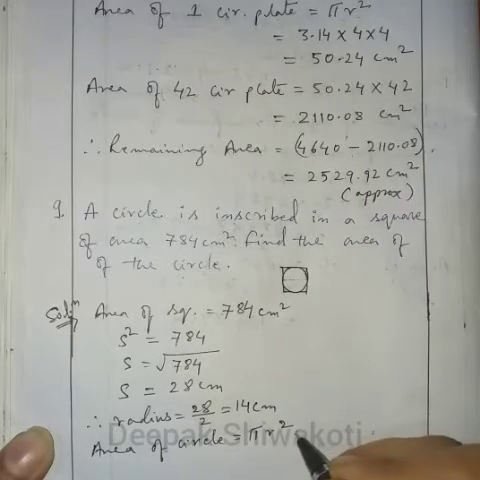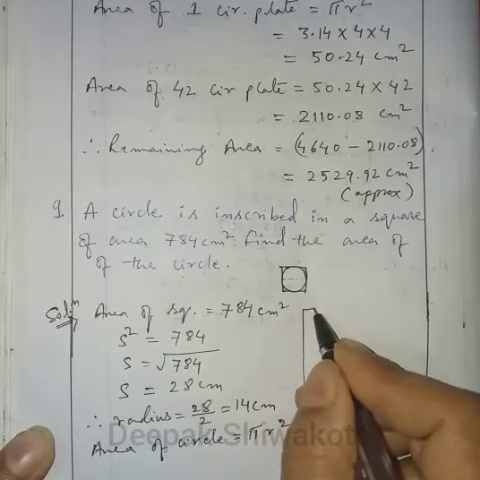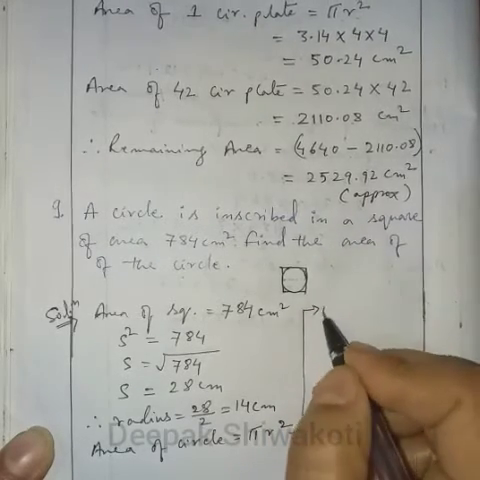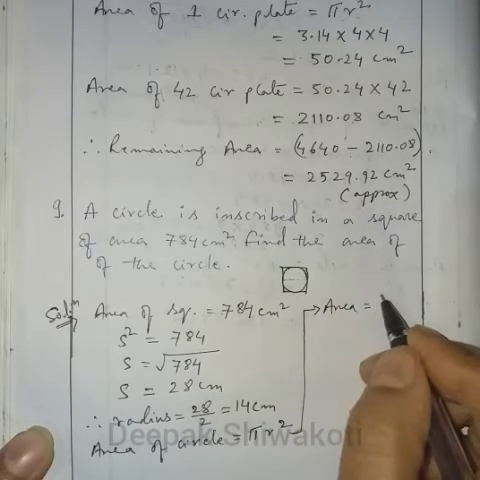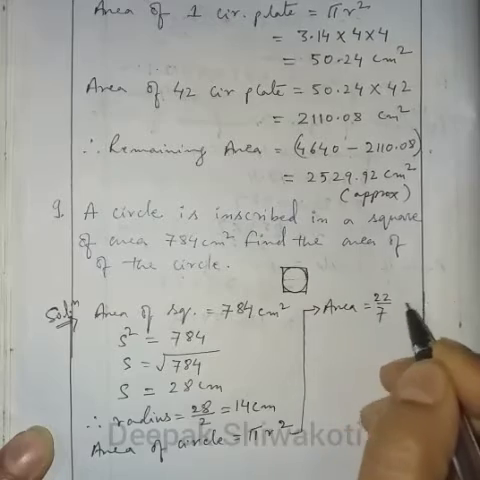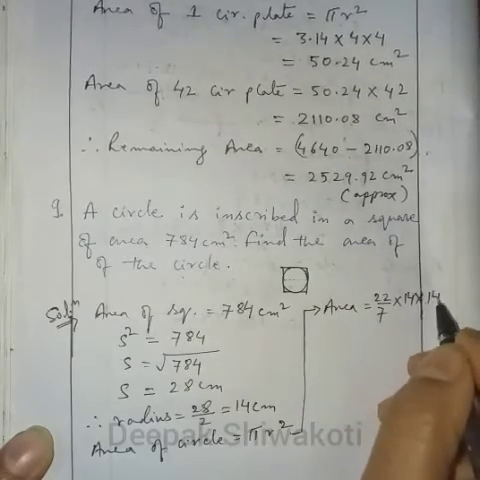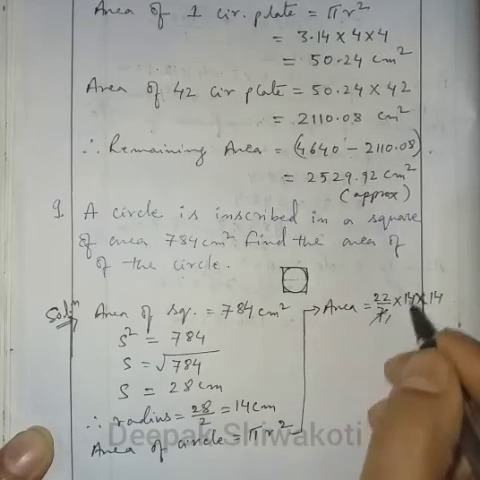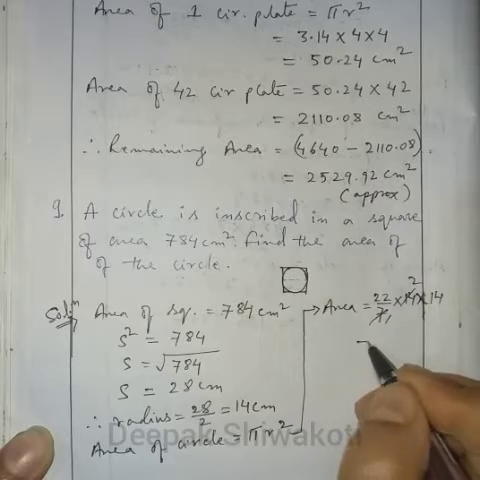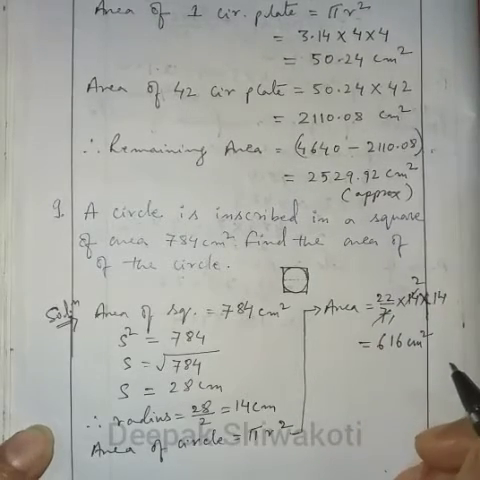So area will be equal to pi, which is 22 by 7, into r square, meaning 14 into 14, because the radius is 14. So cancelling and multiplying all this, we'll get 616 centimeter square.